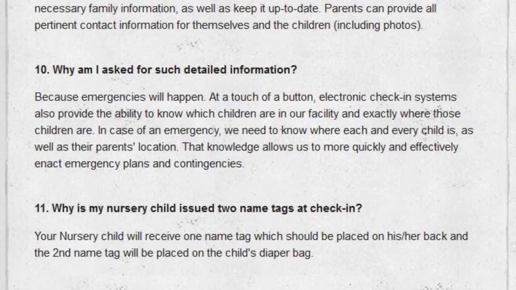Because emergencies will happen. You mean kind of like terrorist attacks or something? Sure. At a touch of a button, electronic check-in systems also provide the ability to know which children are in our facility and exactly where those children are. Get a hold of that one. In case of an emergency, we need to know where each and every child is, as well as their parents' location. That knowledge allows us to more quickly and effectively enact emergency plans and contingencies.